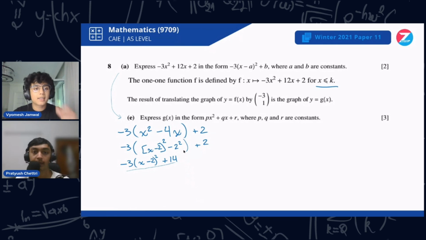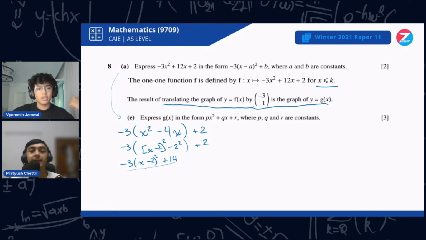And then it's asking the one-to-one function, and that's like just the part A, right? In question number E, it's asking us to express g of x in the form of this, as a, it's basically a quadratic, right? So it's asking that the one-to-one function f is defined by this. So that's basically the function that we converted into completed the square form. The result of the translation of the graph y equals f of x by negative 3 units to the left and 1 unit up, it basically gives us g of x, right?